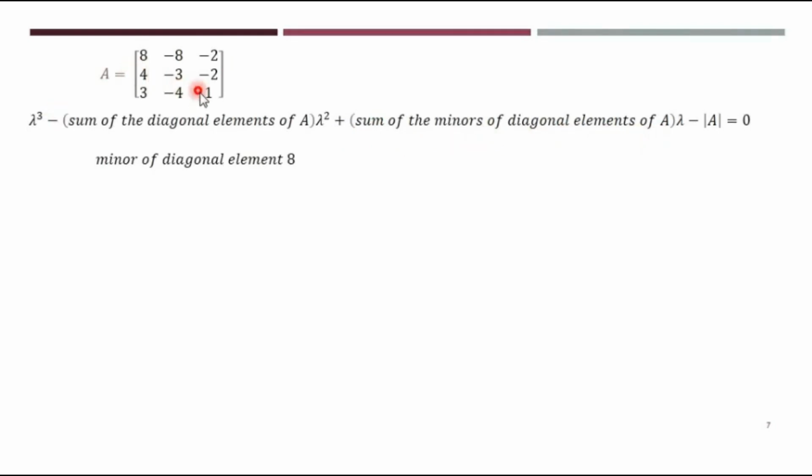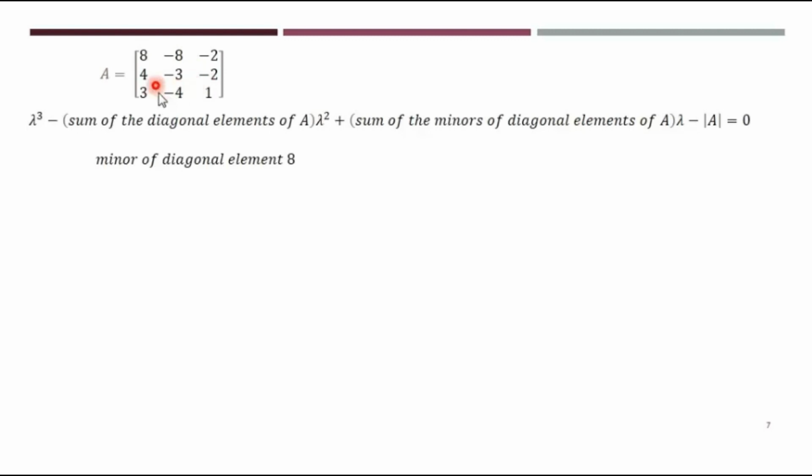There are 3 diagonal elements. We have to calculate the minors of each of these diagonal elements. Suppose you want to calculate the minor of the diagonal element 8. 8 is there in the first row and first column. So leave out the first row and first column. What remains? That determinant has to be calculated.